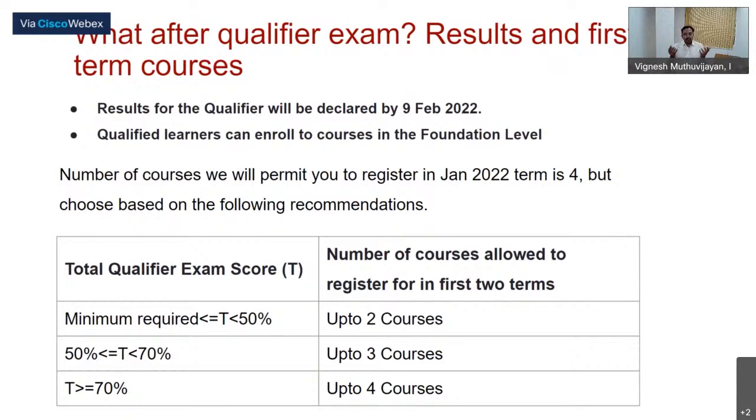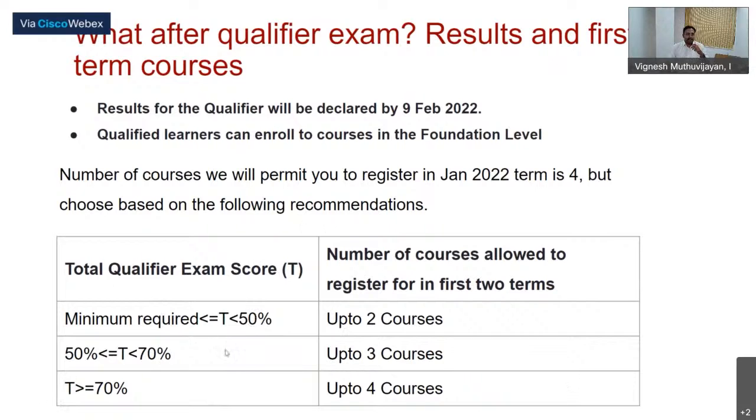Now after qualification, what do you do? The results for the qualifier itself will be declared on the 9th of February. As I said, the exam happens on the 30th of January, and within about 10 days, the results will be declared. The qualified learners can then enroll for courses in the foundation level. The number of courses you will be permitted to register in January 2022 is 4, but it would be a suggestion to register for the number of courses as recommended below.